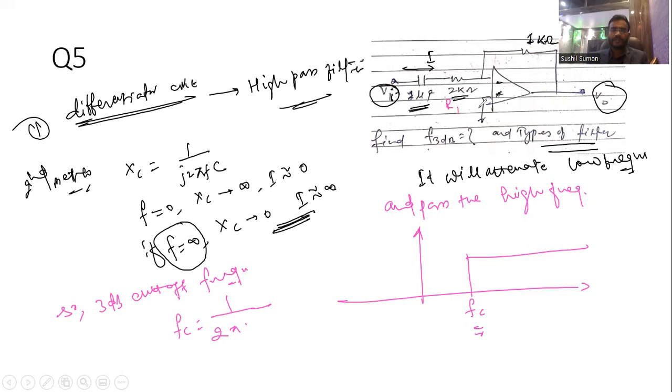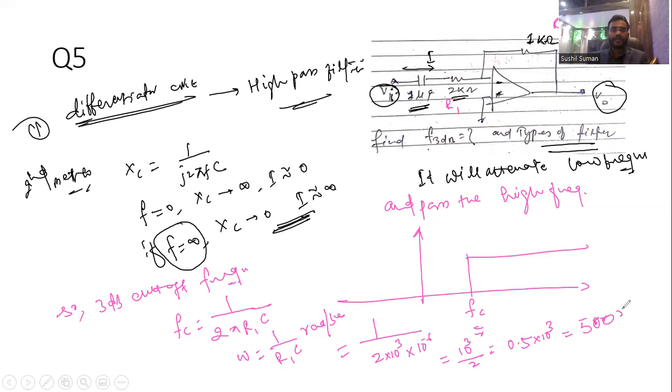Let's say this is your R1, this is your R2. So this is R1 into C. So omega equal to what? 1 upon R1C radian per second. Just put these values. 1 upon R1C is 2 into 10 raised to power 3 into 10 raised to power minus 6, and you will get 10 raised to power 3 by 2. This is equal to 0.5 into 10 raised to power 3. So this is nothing but 500 radian per second. Okay. So this is your right answer.